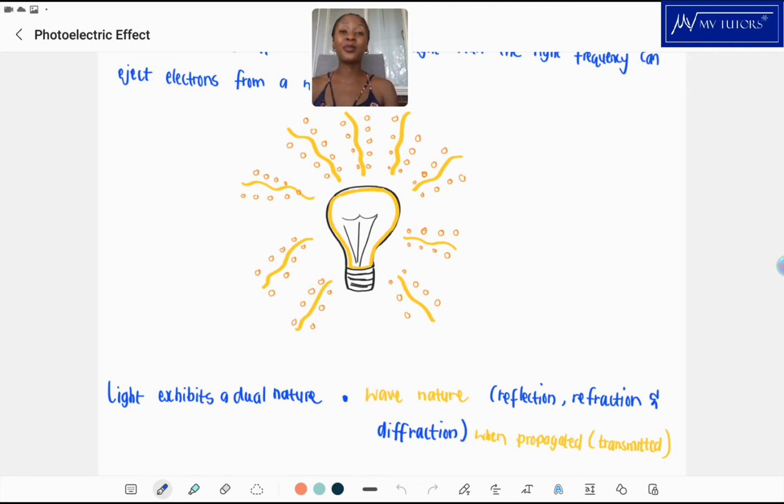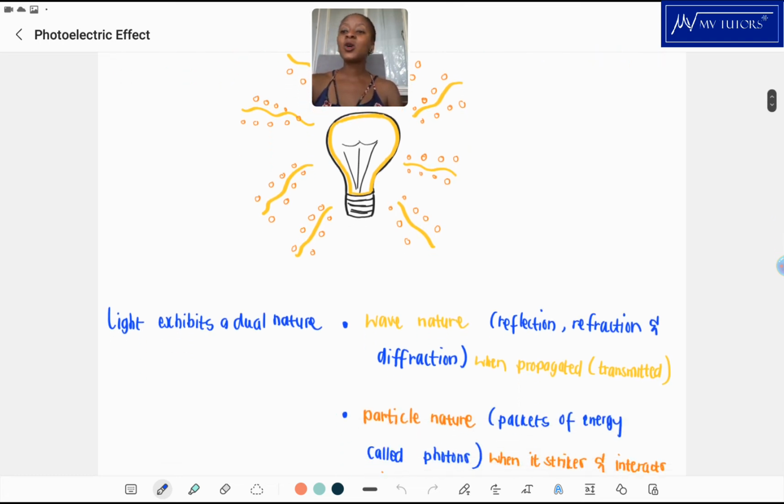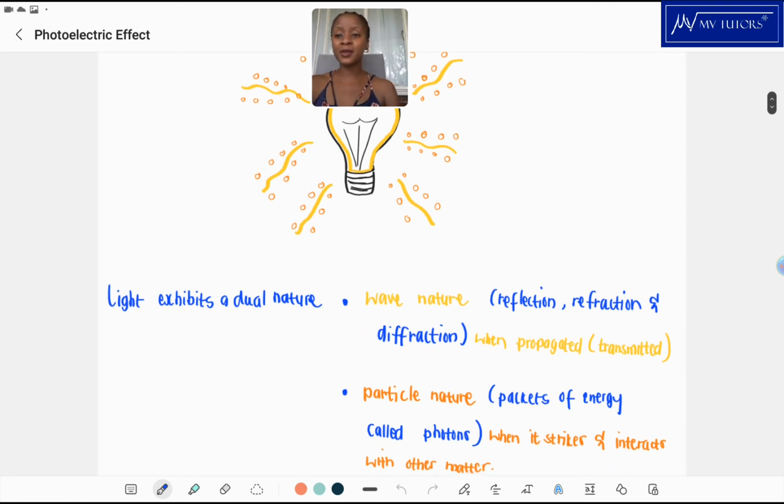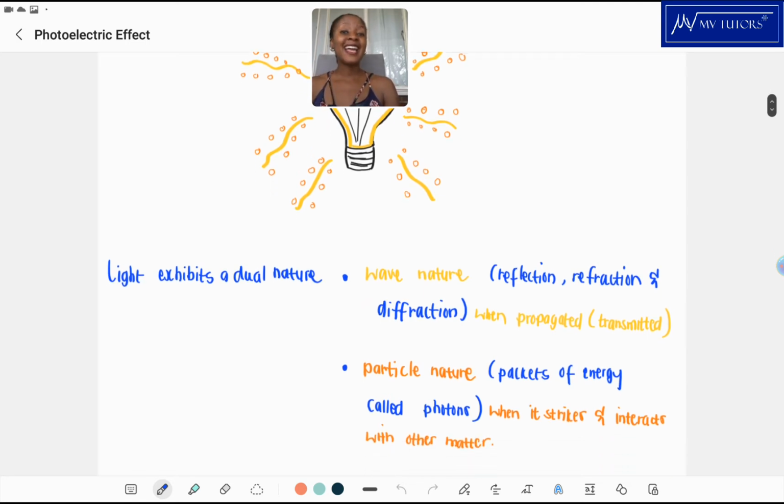You'll see that word a lot, propagation or propagated. That means it's transmitted. Also, light has a particle nature. That's the part we're going to learn about with the photoelectric effect, that it's not just the wave nature that light has.